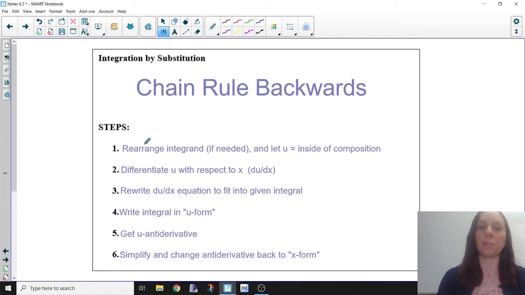Okay, let's talk about them again. We rearrange the integrand. That means we put the composition first, and we let u equal the inside of the composition. We then took the derivative of that equation that we wrote, and we wrote it as du dx. We then rewrote that du dx equation so that the dx was on the right-hand side with the 6x squared, and that makes it fit into the integral like this.